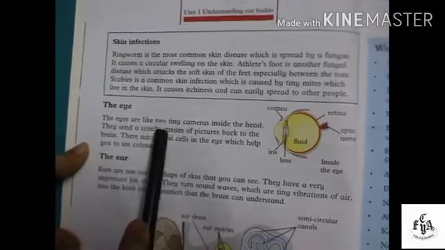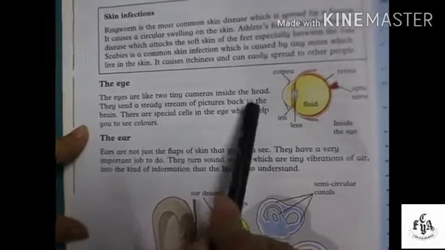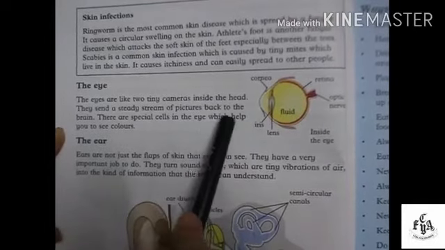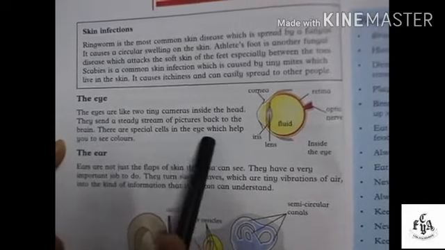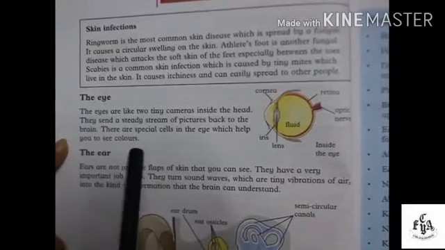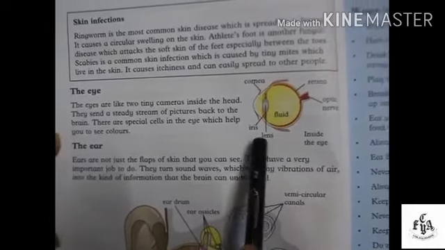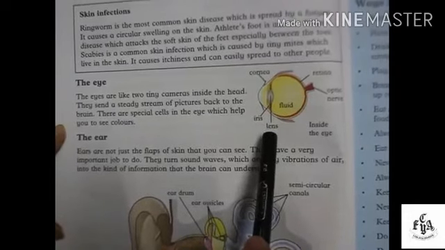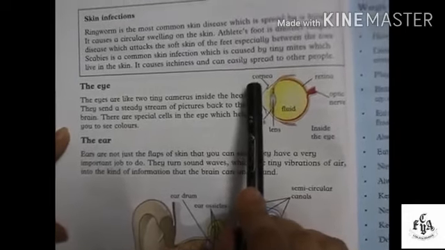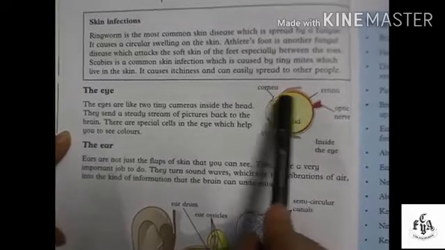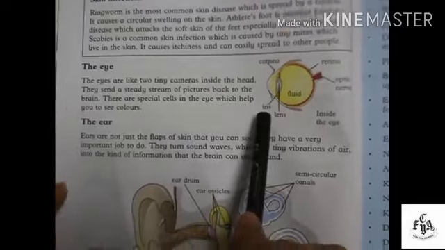The eyes are like two tiny cameras inside the body. In the picture you can see it is the eye. They send a steady stream of pictures back to the brain. There are special cells in the eye which help you to see colors. You can see in the eye, here is the iris. There are some other parts of the eye. So the iris, the lens, the cornea and the retina. There are the optic nerves here. So these are the different parts of the inside eye.